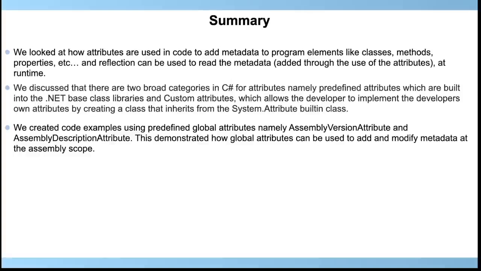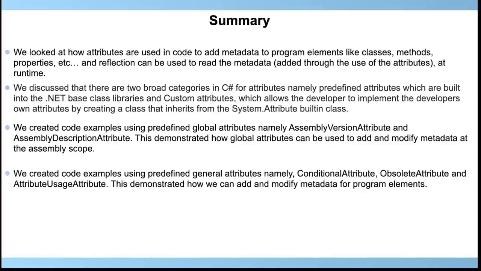We created code examples using predefined global attributes, namely assembly version attribute and assembly description attribute. This demonstrated how global attributes can be used to add and modify metadata at the assembly scope. We created code examples using predefined general attributes, namely conditional attribute, obsolete attribute, and attribute usage attribute. This demonstrated how we can add and modify metadata for program elements.